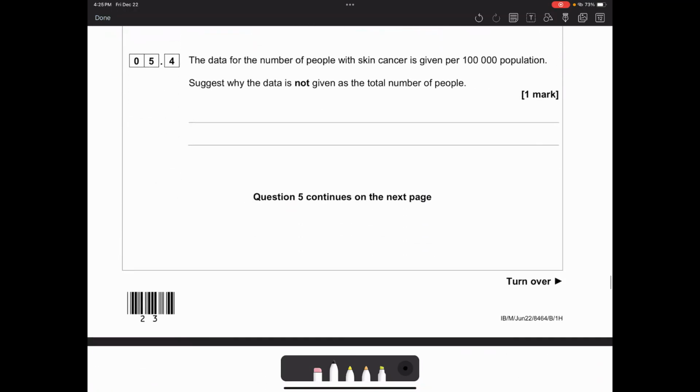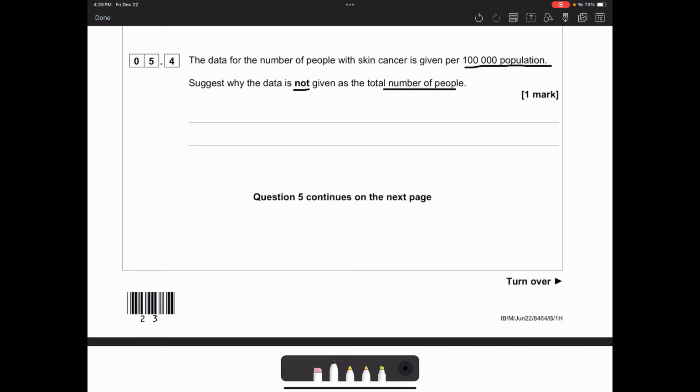So we can say we've done that one. It then says question 5.4. The data for the number of people with skin cancer is given per 100,000 of the population. Suggest why the data is not given as the total number of people.